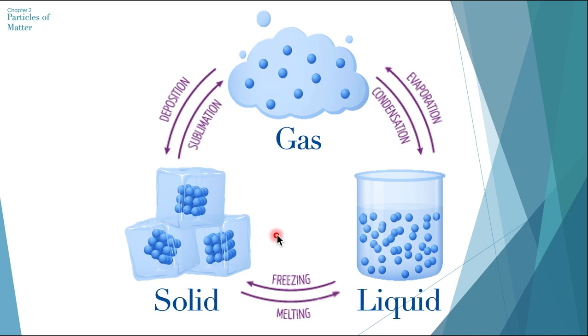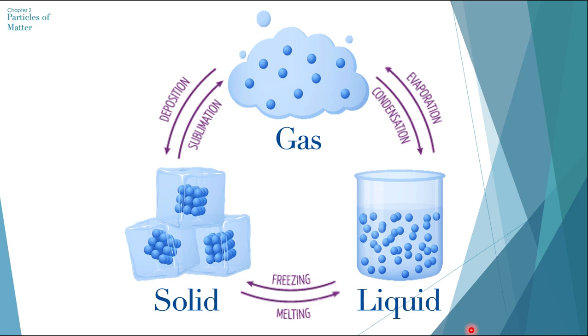Here we can see this. From a solid into a gas, and from a gas to a solid. When a solid changes into a gas, it is sublimation. And when a gas changes into a solid, it is deposition. When a solid changes into a liquid, it is melting, and when a liquid changes into a solid, it is freezing. Then we have liquid to gas and gas to liquid. When a liquid changes into a gas, it is evaporation, and when a gas changes into a liquid, it is condensation. So these are the changes of state.